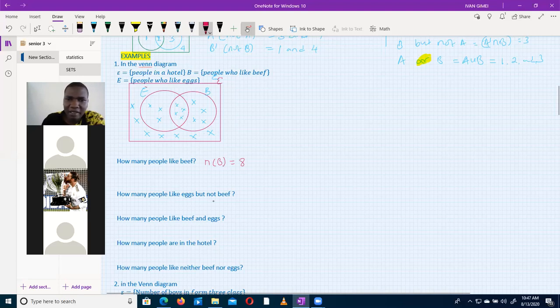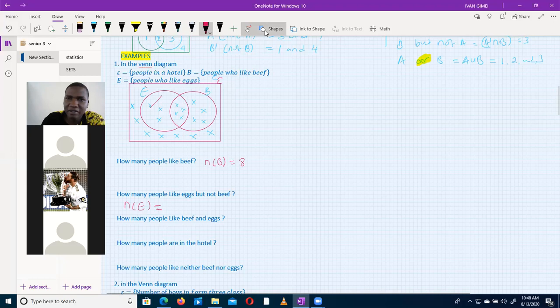Then how many people like eggs? That we can write as number of E, number of those who like eggs. How many are they? Those who like eggs are 7, yes. You look at the whole circle. This circle is for the eggs. But the question is saying eggs but not beef. Yeah, eggs but not beef. That's perfect.